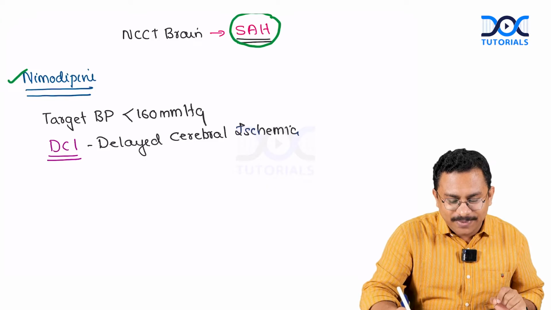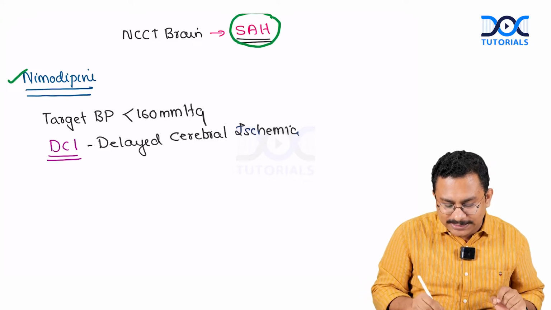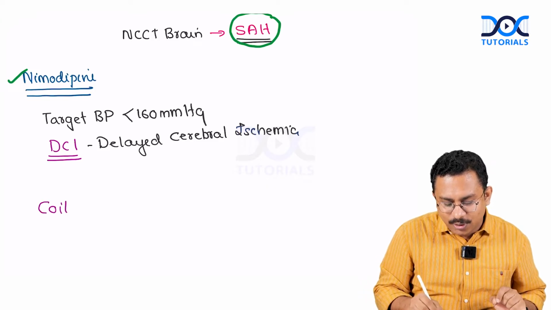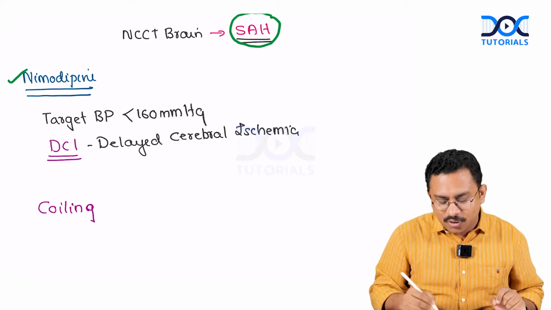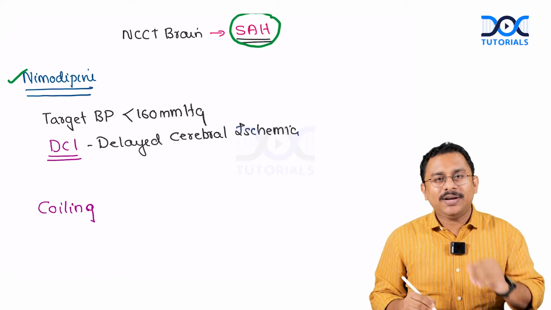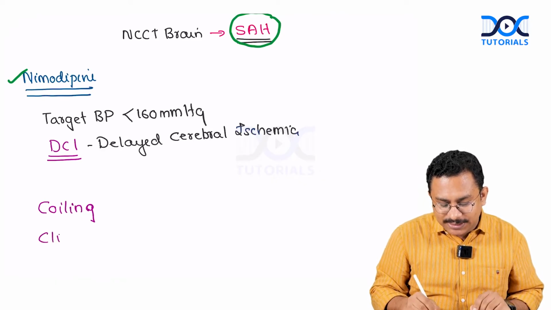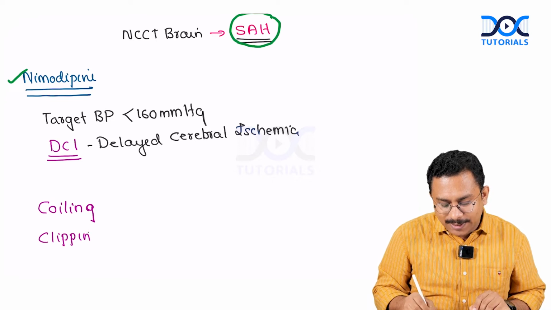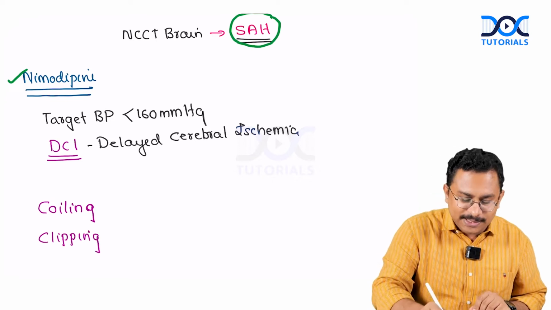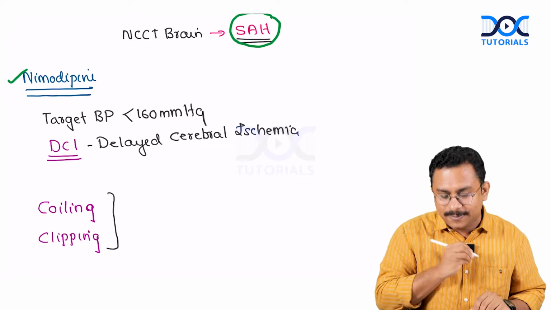Dealing with the aneurysm means there are two surgical options. Either you can put a coil inside the aneurysm, which is known as coiling, so that blood does not enter the aneurysm. And another procedure is known as clipping. So clipping and coiling are the surgical options that you have in hand.